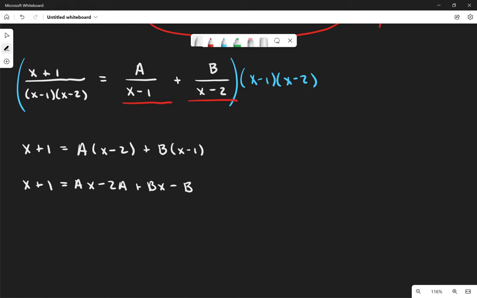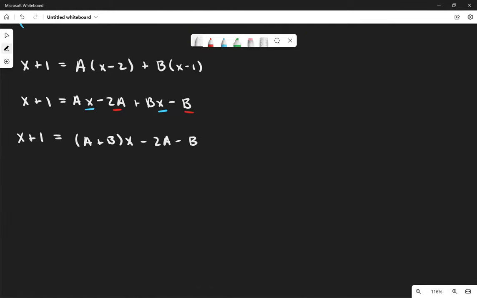The last thing I'll do, and you're going to understand why I'm doing this in just a second, is I'm going to group together the x terms and group together the constant terms separately. So my x terms, I have a plus b times x. And then on my constant terms, I have minus 2a minus b. So how does this help me? How do I find out what a and b are?